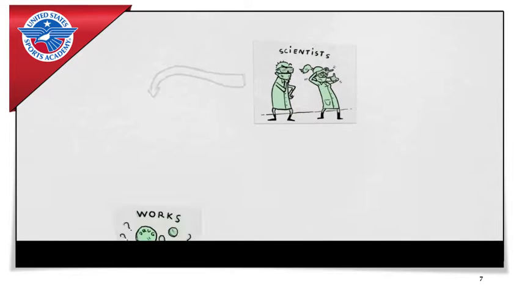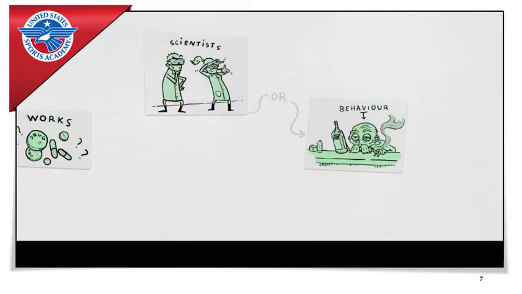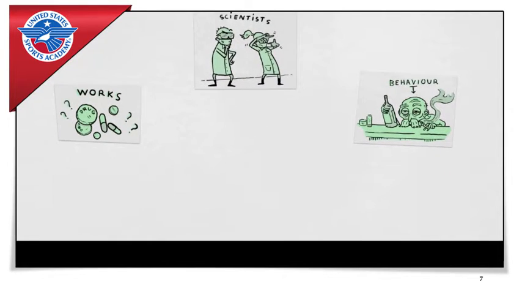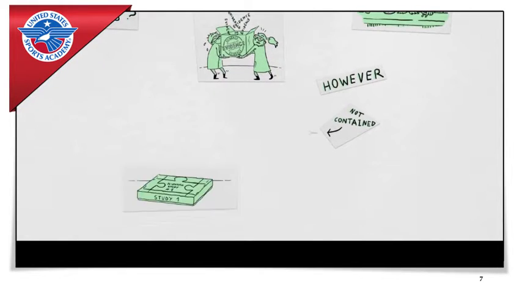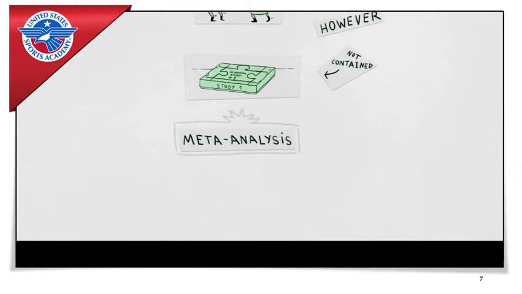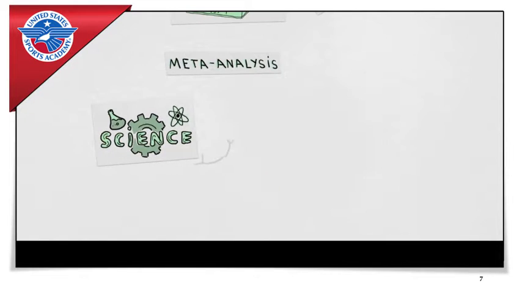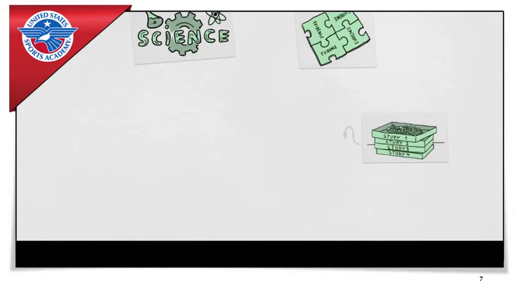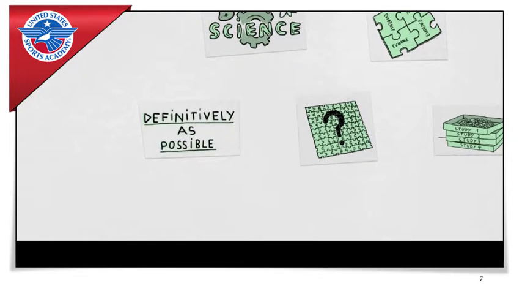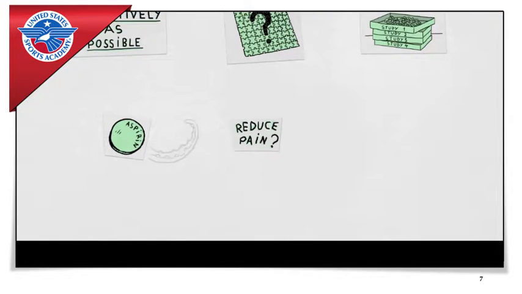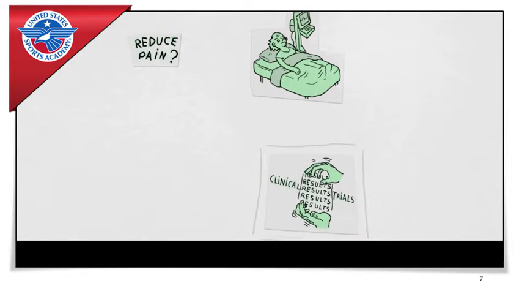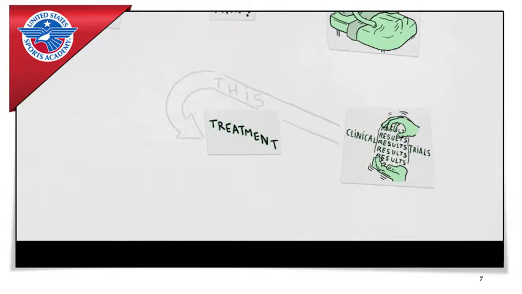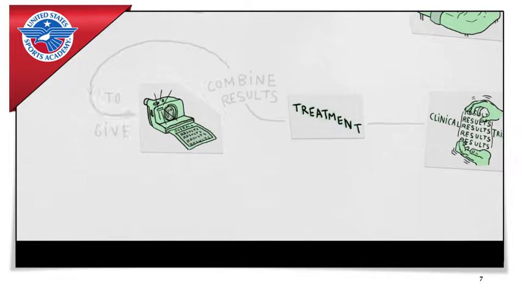When scientists want to get a clear picture of whether a drug works or a particular behavior is linked to poor health, they need to combine all of the evidence available. However, this will generally not be contained in a single scientific study. Meta-analysis is the science of combining evidence across multiple studies to address a research question as definitively as possible. For example, we might ask, does aspirin effectively reduce pain for patients after an operation? To do this, we would need to collect the results of all the clinical trials that have assessed this treatment and combine their results to get an overall picture.